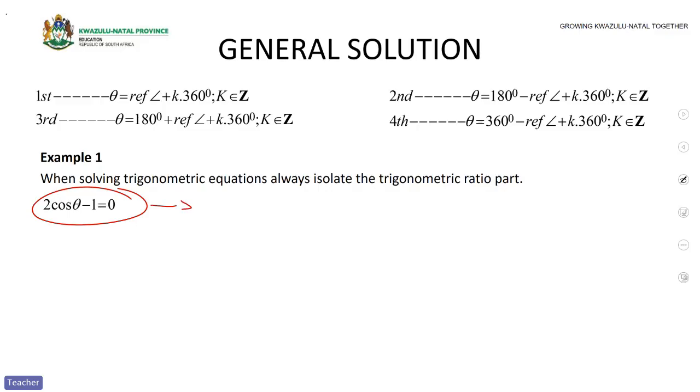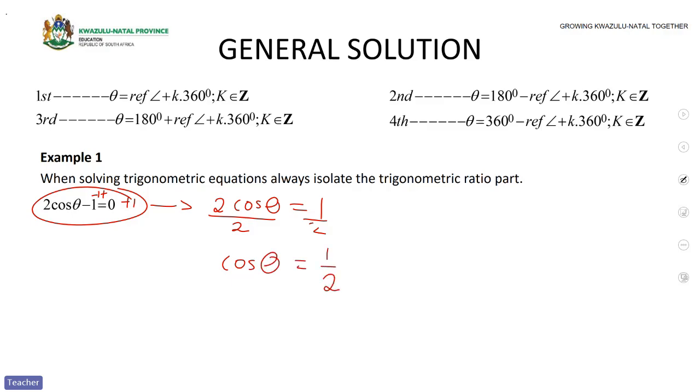So we have 2 cos theta minus 1 equals 0. So we said we need to isolate first. So you will have 2 cos theta equals 1, because we'll add 1 on the left hand side. We also add 1 on the other side, which will then give us 2 cos theta equals 1, and then we'll have to divide by 2 on both sides. Then we'll be left with cos theta equals 1 over 2.